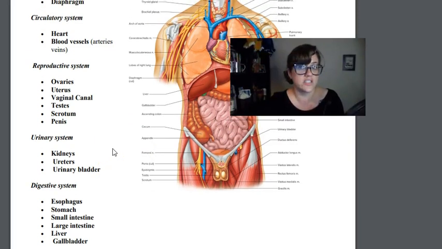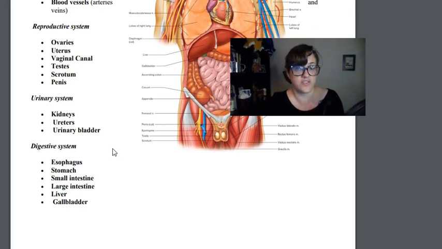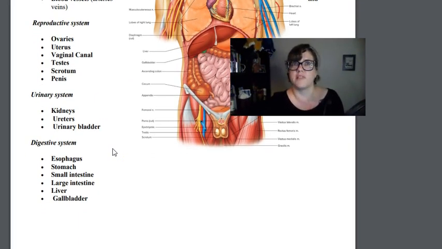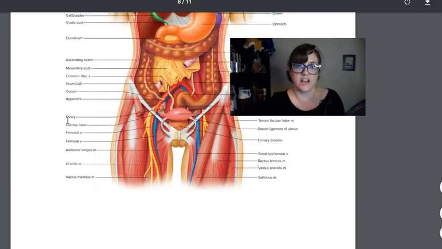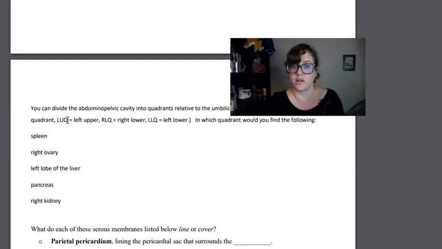What I would do is practice by looking at so many different figures, like Google blank anatomical figure and see if you can find where are the ovary and testes? Where is the scrotum? Where is the kidney? Where's the ureter? Right now you don't have to know what they do. You just have to know where to find them.